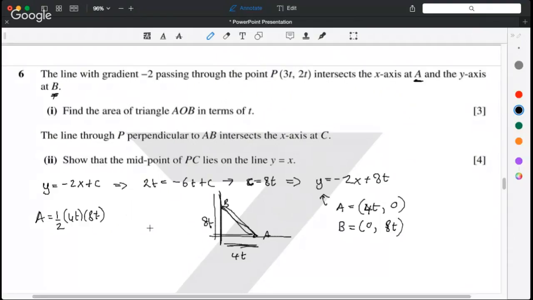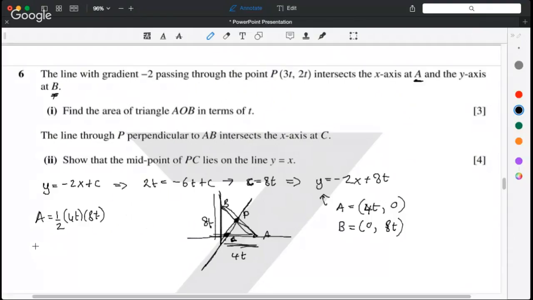So now they're saying there is another line and it's perpendicular to this AB and intersects the x-axis at C. So it's perpendicular, so it comes in like so, and it intersects over there. I'm not claiming this is accurate in terms of numbers because T could be anything, but just strategically. And this is P, the intersection. So we're told that it's perpendicular.